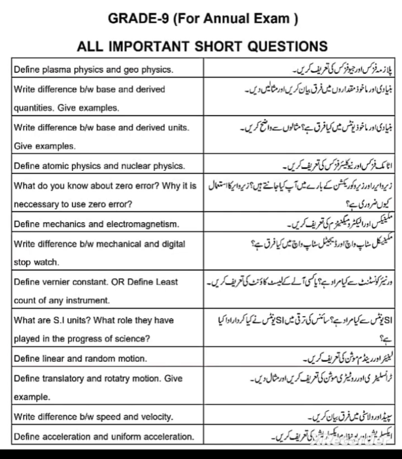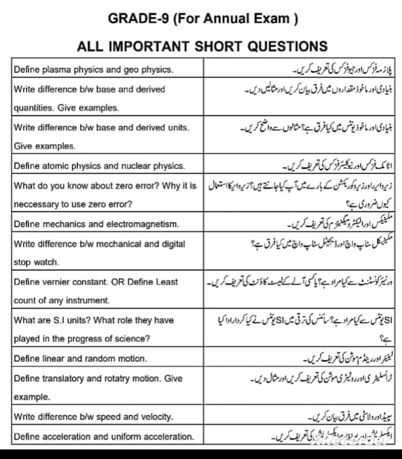The first is define plasma physics and geophysics. Second is write the difference between the base and the derived quantities, give example. Third is write the difference between the base and the derived units, give examples. Next is define atomic physics and nuclear physics. Next question is what do you know about the zero error, why is it necessary to use the zero error.